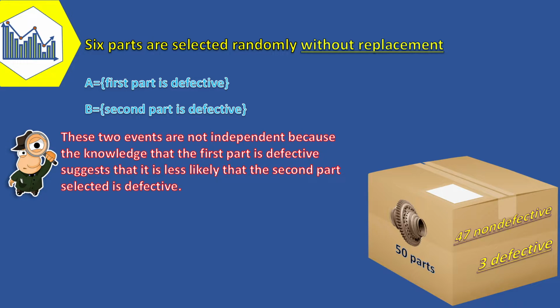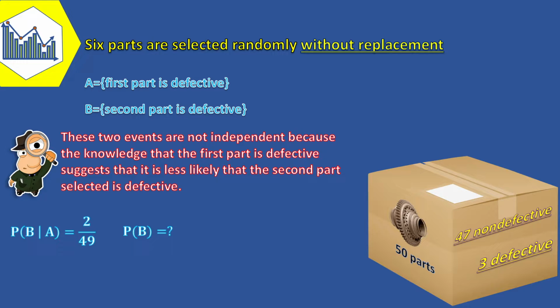Indeed, the probability of B given A equals 2 over 49. Now, what is the probability of B? Finding the unconditional probability of B takes some work because the possible values of the first selection need to be considered.